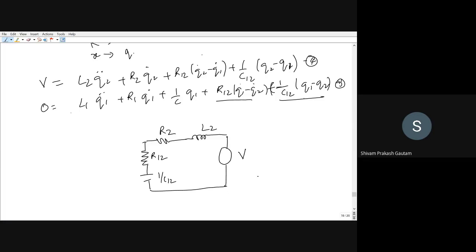Now we have to complete this circuit. We have to draw the elements of the second loop also. So L1 is independently connected. That means L1 is here, and only charge Q1 is flowing through L1. R1 is also independently connected, so I can write R1 here. And 1 by C is also independently connected. So 1 by C. So this is our loop.